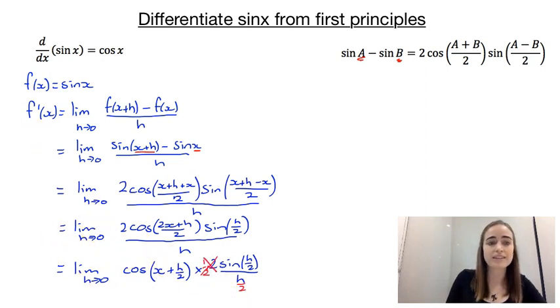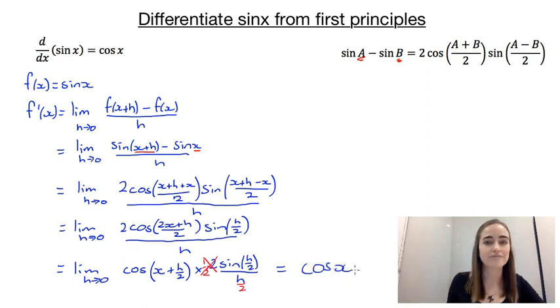So then when we take this limit, we have the limit as h approaches 0 of cos of x plus h on 2. So this h on 2 is going to go to 0, and this part is just going to leave us with cos x. And we know that when we take the limit of sine h over 2 over h over 2 as h approaches 0, this whole section here is going to go to 1. So that whole limit is just going to give us cos x. So that's differentiating sin x from first principles.